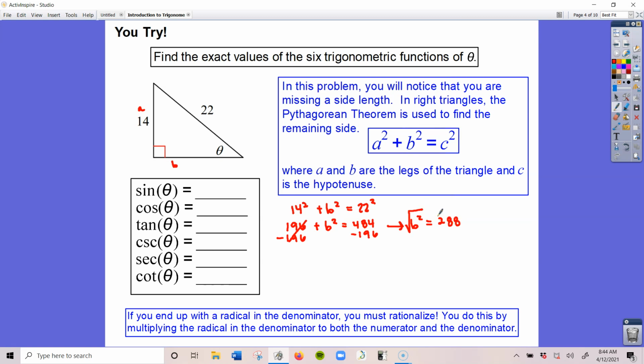Then we square root. And we get that b is equal to the square root of 288. So now in order to continue working, whenever you have your square root, you always want to make sure that you're using the most simplified version of that square root. So we're going to break this down.